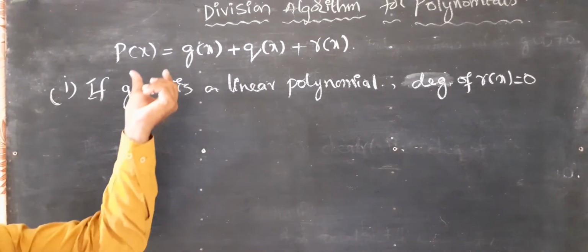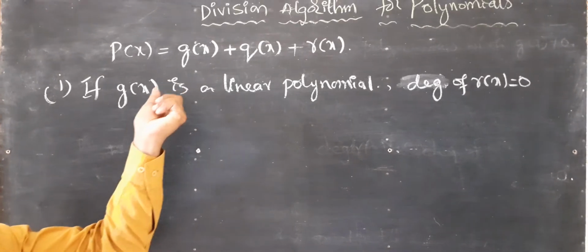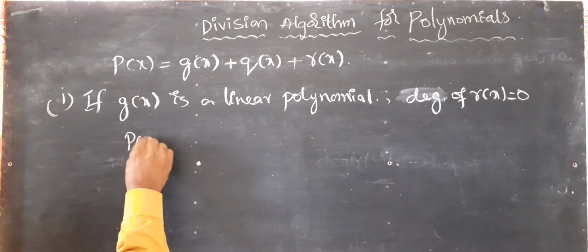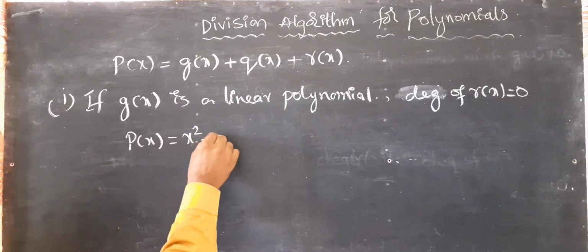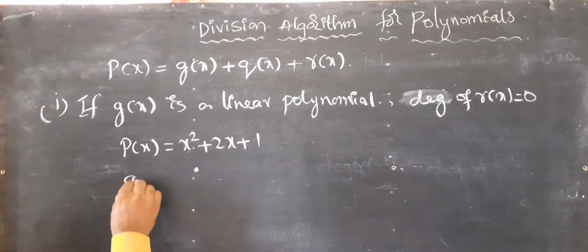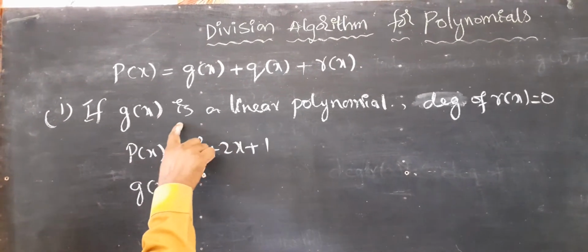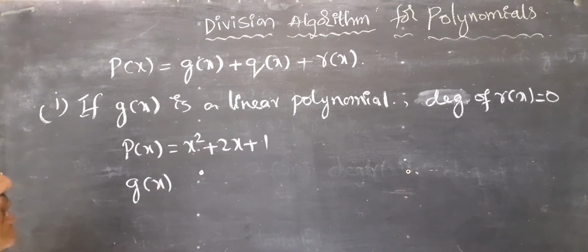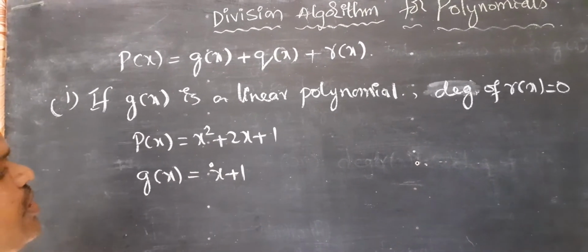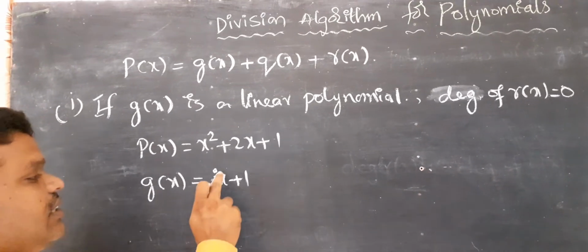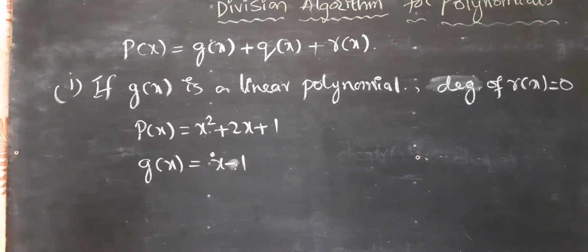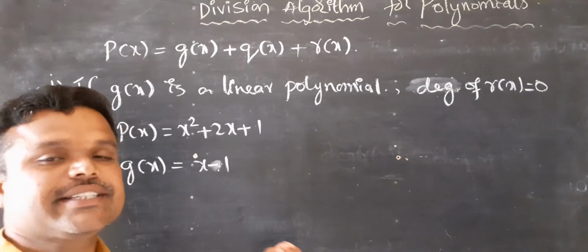When a divisor is a linear polynomial, let us take some example. See, p of x is equal to x square plus 2x plus 1. g of x, as per the condition, must be a linear polynomial. g of x is nothing but let me take x plus 1, means the degree of x is 1. Let us see x minus 1. Okay, g of x is equal to x minus 1.